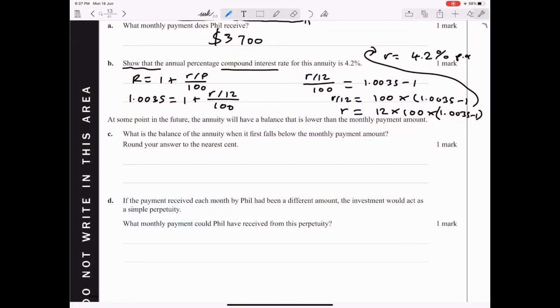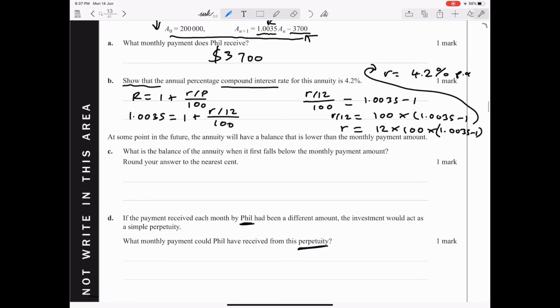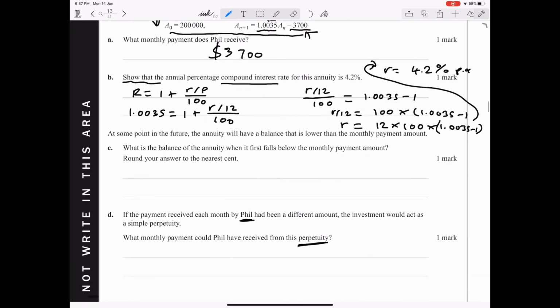8d, if the payment received each month by Phil had been a different amount, the investment would act as a simple perpetuity. What monthly payment could Phil have received from this perpetuity? So basically we know that a perpetuity always has the same amount. So for example, if Phil invested the $200,000 into a perpetuity, the amount of money he'd receive each month is just the interest. So we know that the interest is 4.2% per annum compounding monthly.